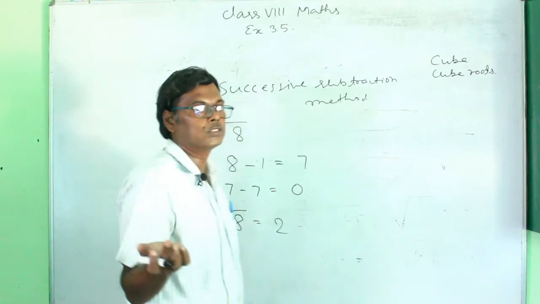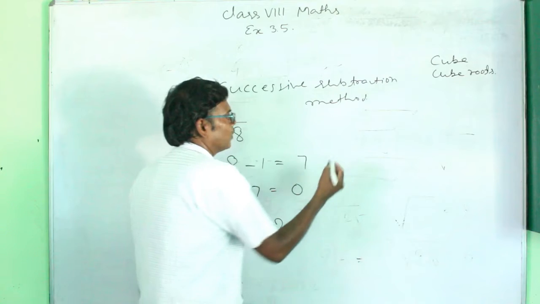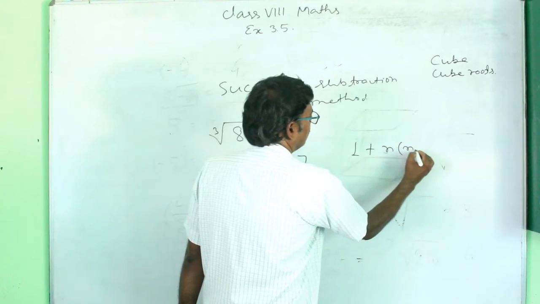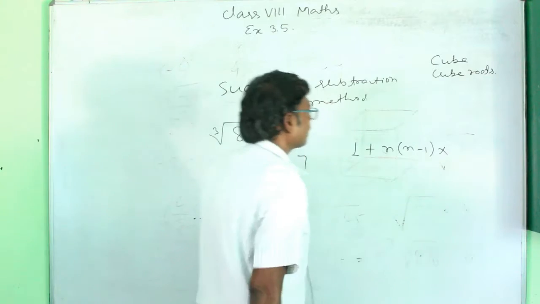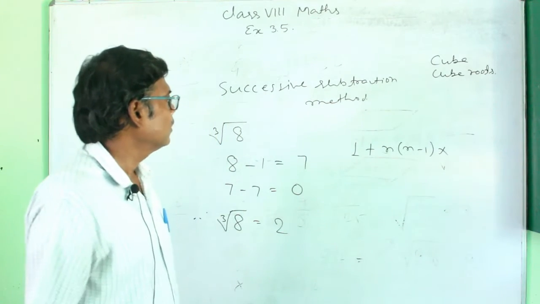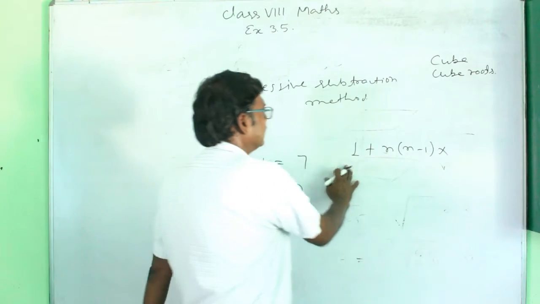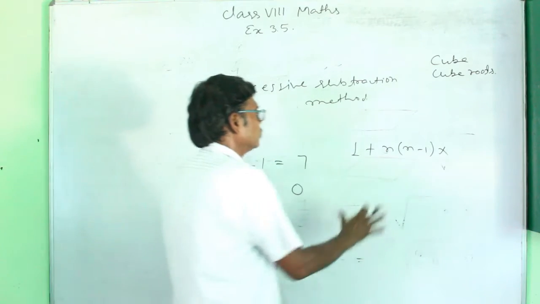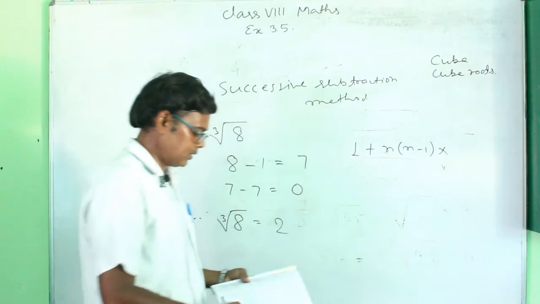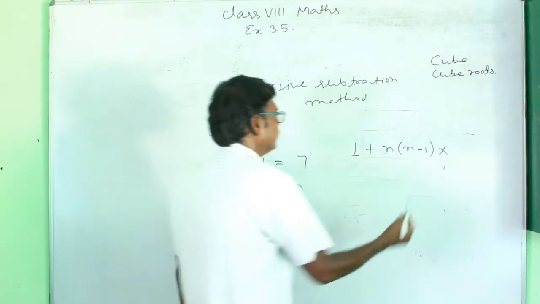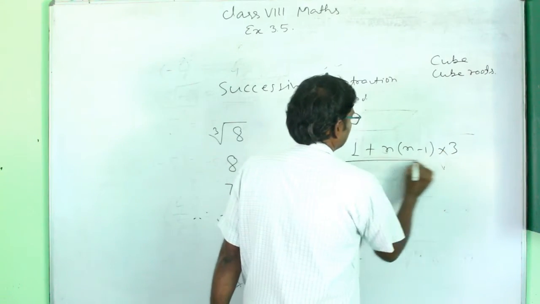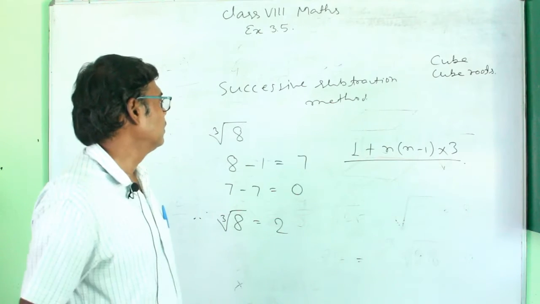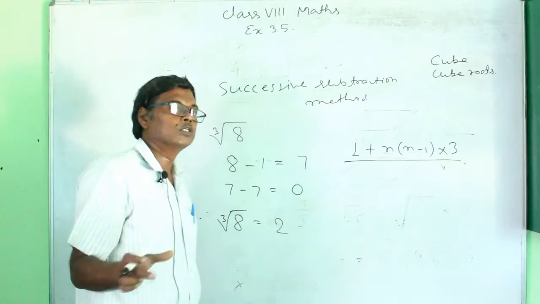We have many numbers, and how do you find which number to subtract? There is a formula for this. The formula is 1 plus n into n minus 1 into 3. From this formula you can find the sequence of numbers.